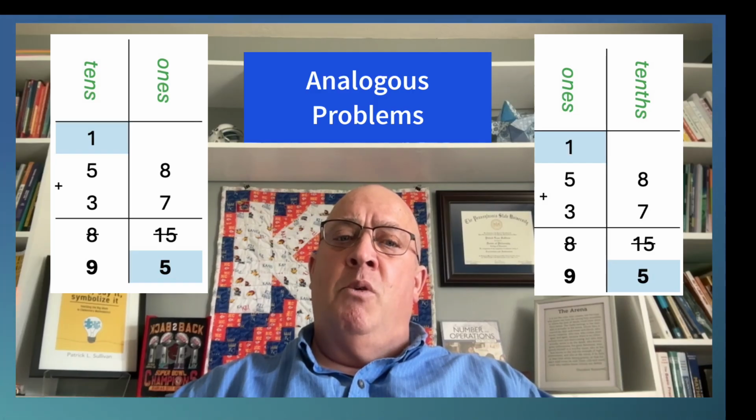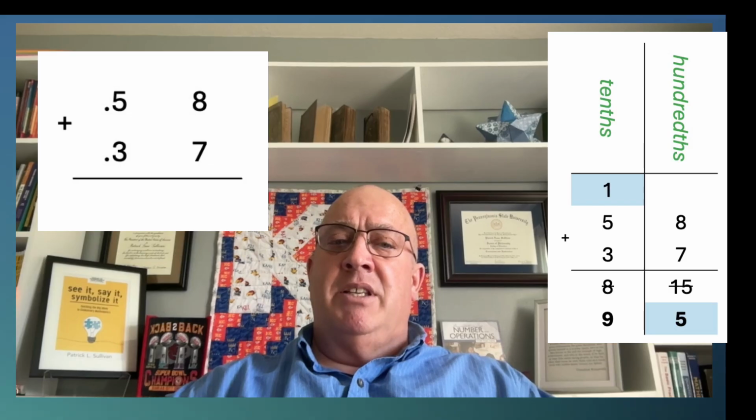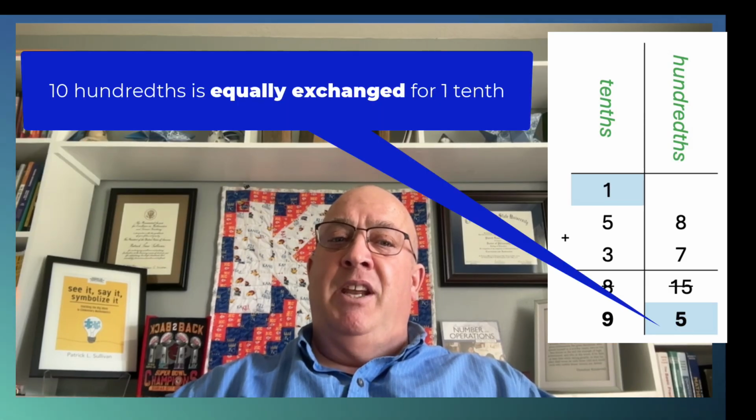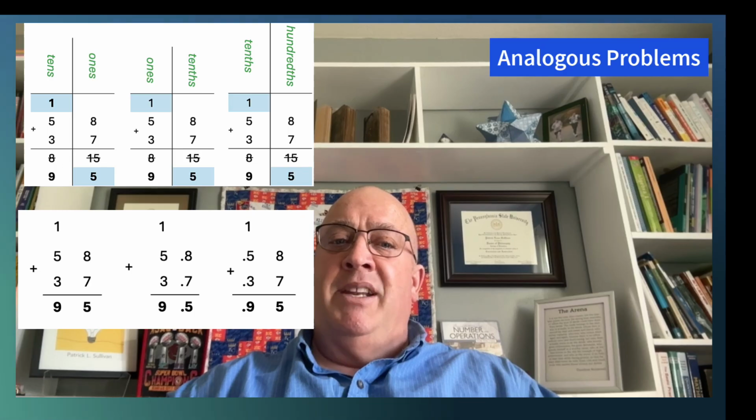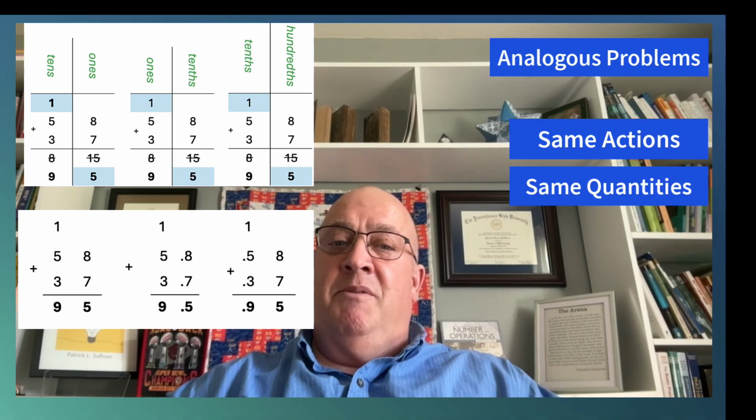So let's just do one more. 58 hundredths plus 37 hundredths. Again, it's 15 what this time? It's 15 hundredths. We do an equal exchange, 10 hundredths for 1 tenth. Again, same actions, but on different sizes of units, and the quantities are still the same. So all three of those problems are analogous to each other because, by my definition, they're the same actions on the same quantities involving different sizes of units.